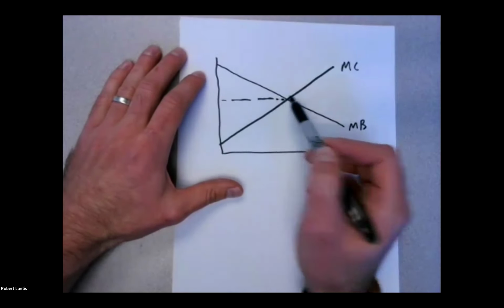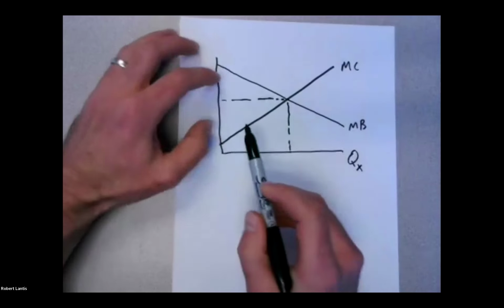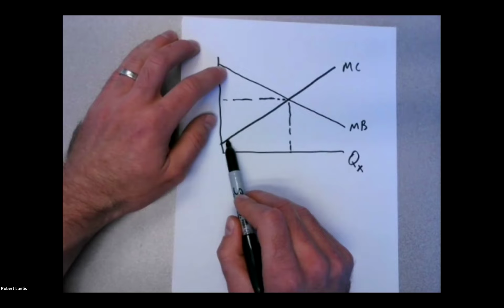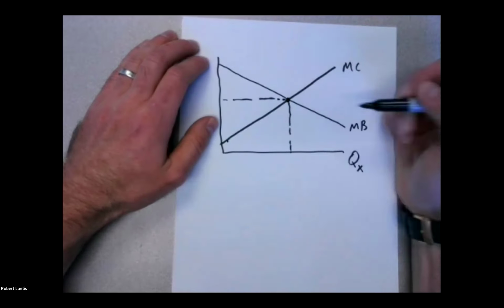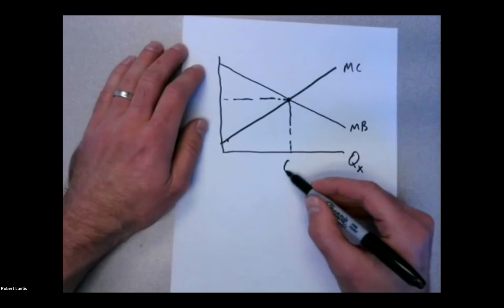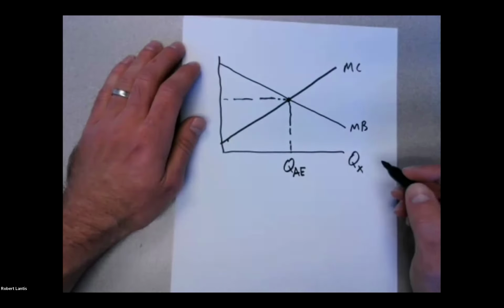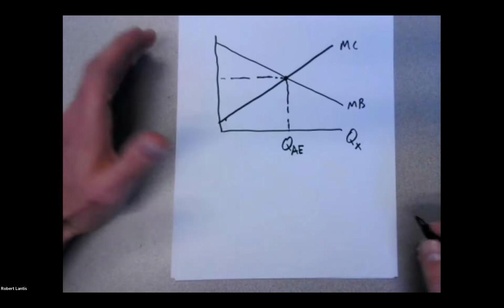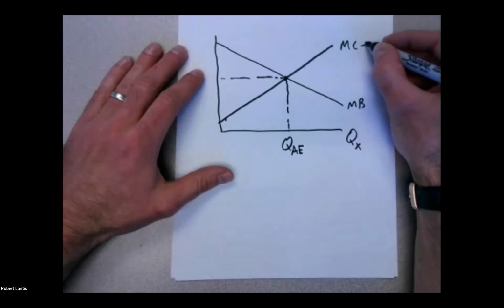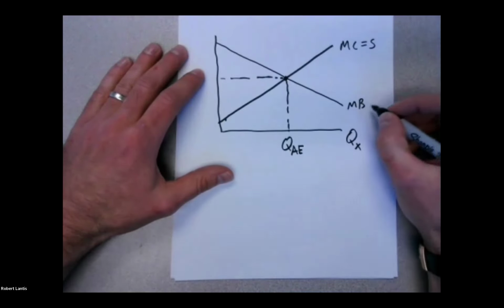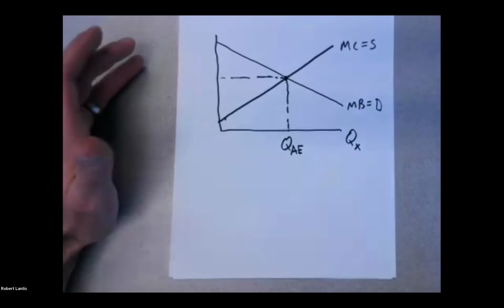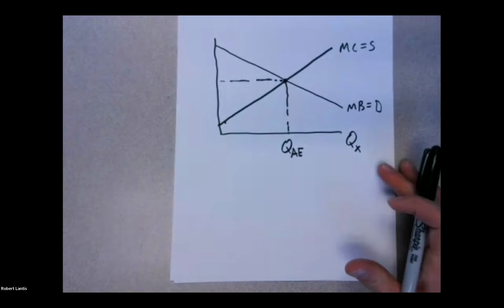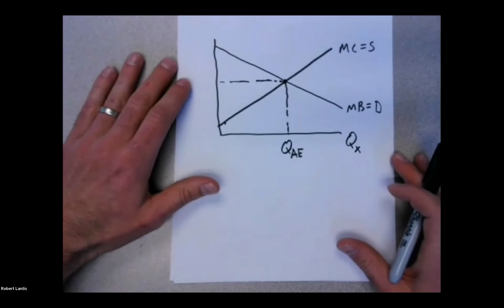We then said the allocatively efficient point is where I will choose to buy or produce something as long as the marginal benefit is greater than the marginal cost. That will be true up to this point, and this would be the allocatively efficient quantity. This looks very similar to what? When we were talking about a market, what represented marginal cost? That was our supply curve. And marginal benefits were represented through our demand curve. So for right now, we can think of the allocatively efficient point as synonymous with the equilibrium.